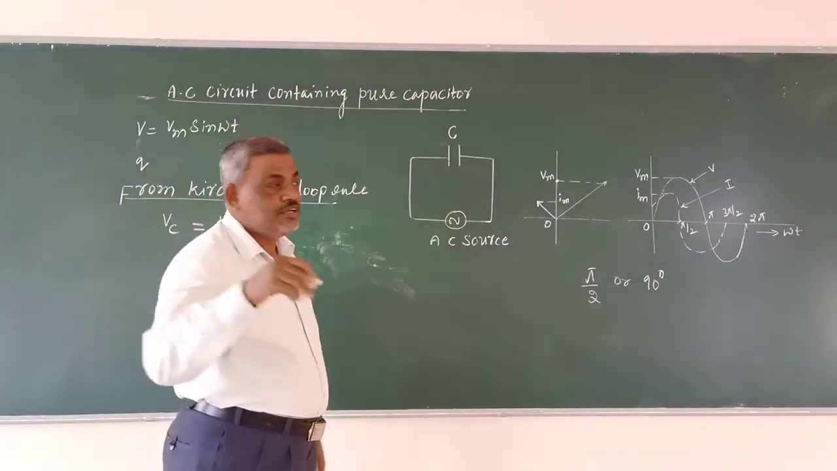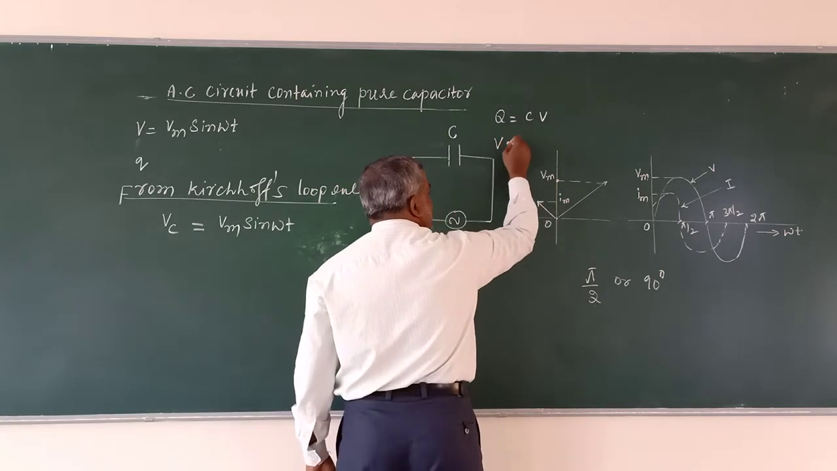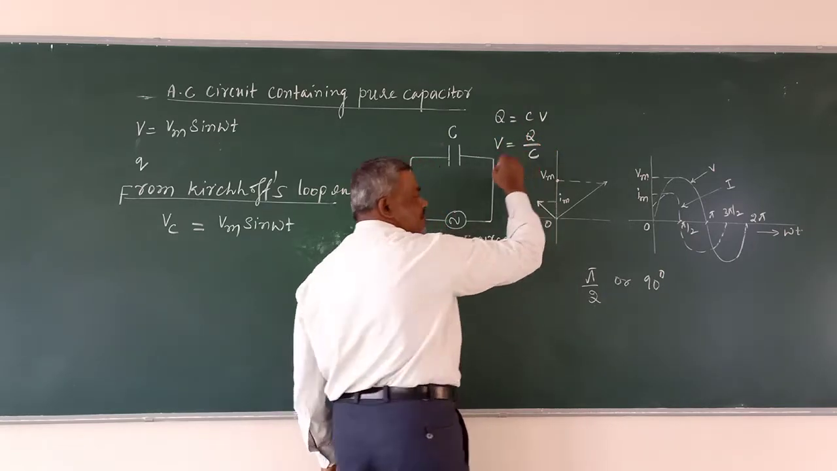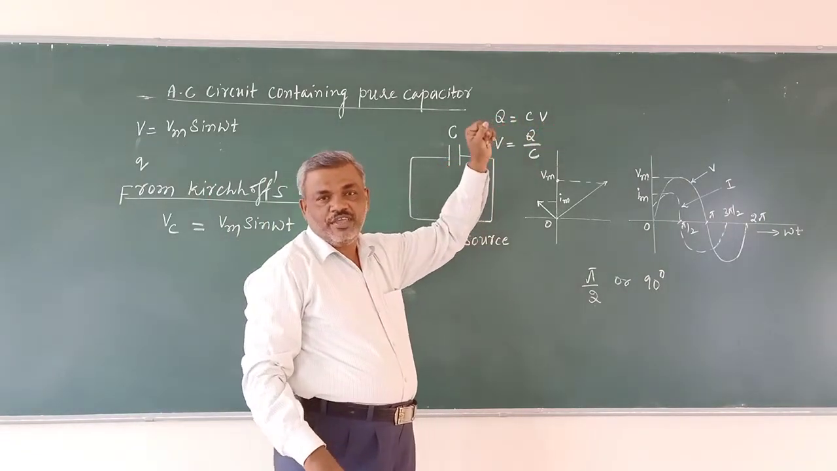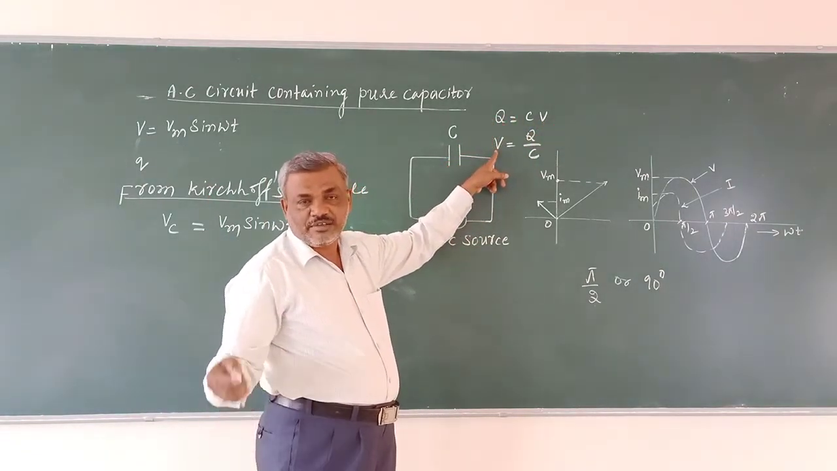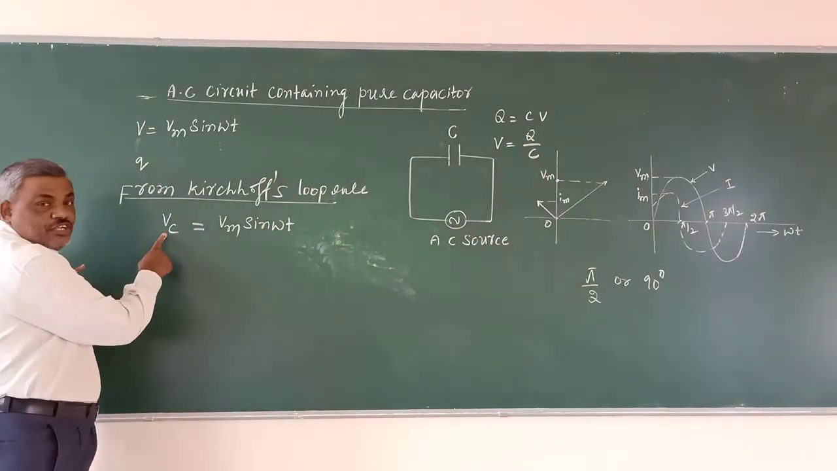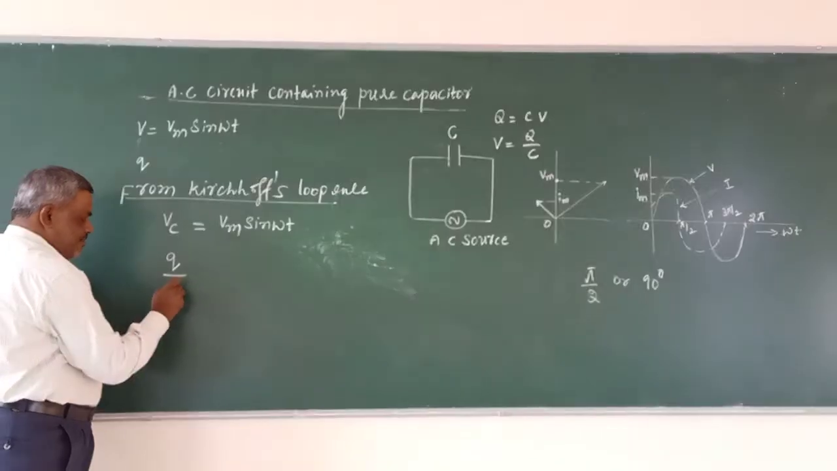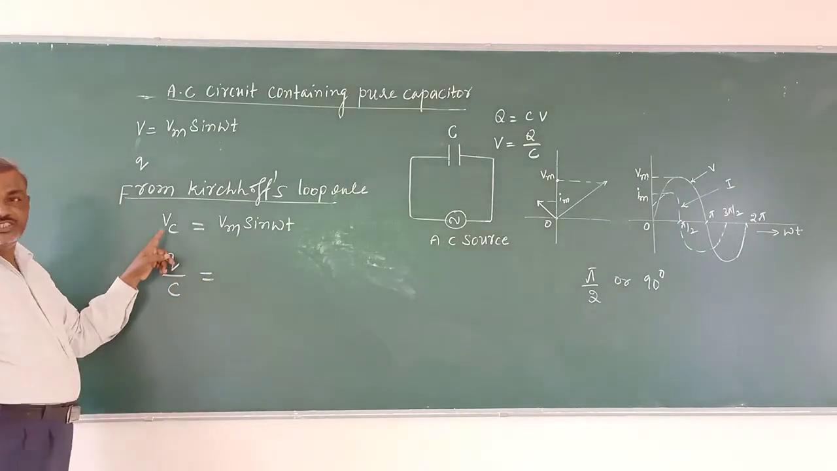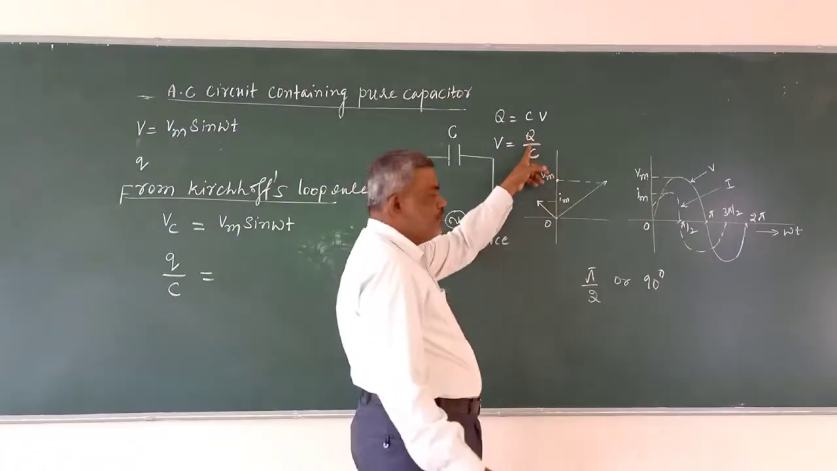Now the potential difference across the capacitor. In the general formula, the charge Q equals C into V, so V equals Q by C. The potential across the capacitor is V equal to Q by C.